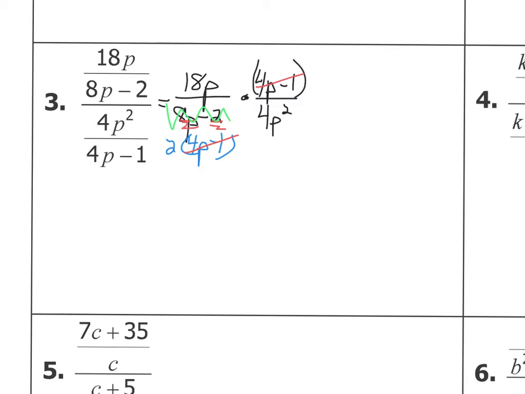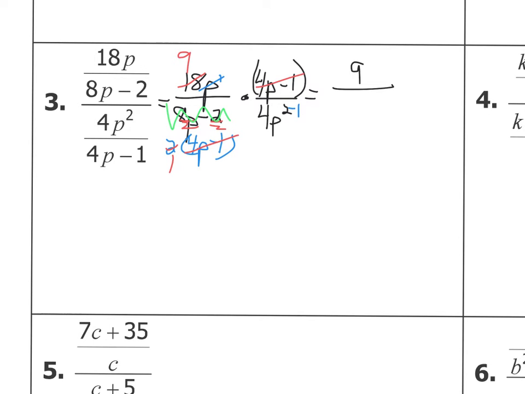So 2 goes into 2 once, 2 goes into 18 9 times. That leaves me only with this p to the first canceling down here with one of those. Okay, so I have left in the numerator, I have a 9, no p's, none of this. So I just have a 9.